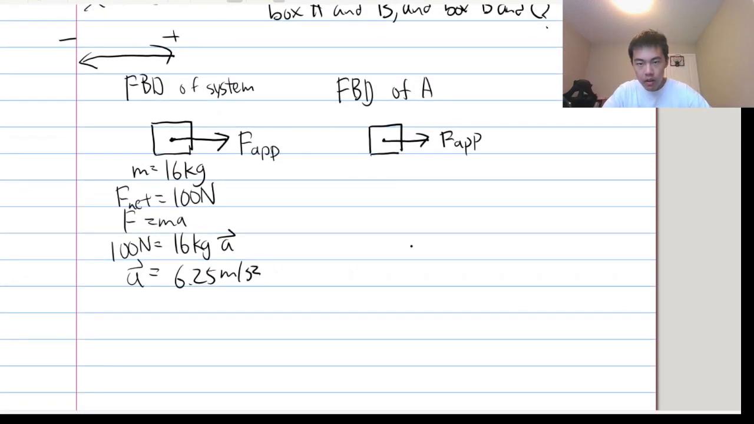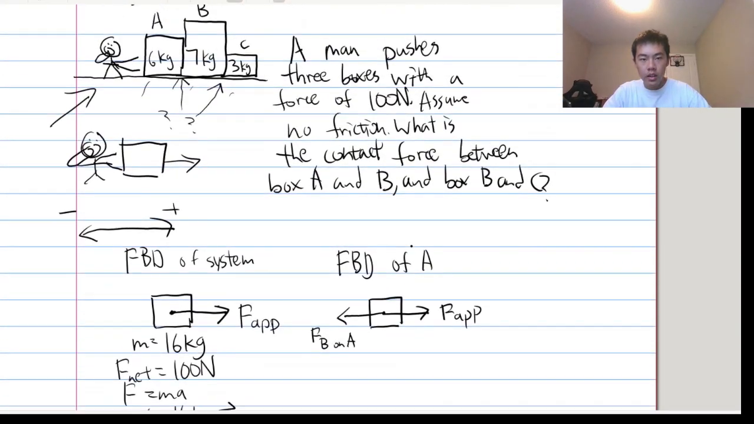Now, if we go back to this free body diagram, there's another force acting on box A, and that is the force of box B on A. This is very important, because box A is pushing on box B, and box B is also pushing on box A. This is Newton's third law, which is that every force must have an equal and opposite force.